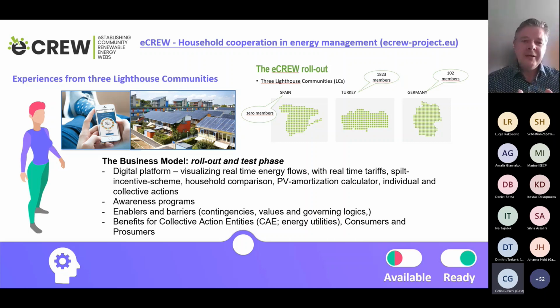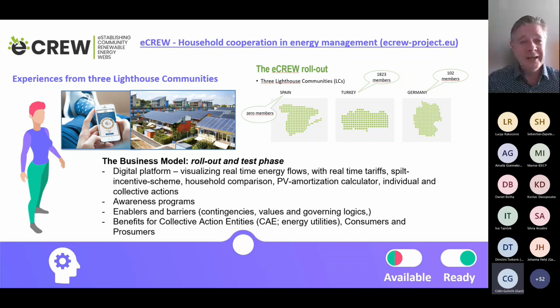And based on that, we obviously have already the tools that work. We also can see the enablers and the barriers of what hinders the process, what slows the process down, but also, of course, what fosters the implementation of an eCREW business model. And in this case, also the center, the heart of this business model, in a sense, the digital platform.